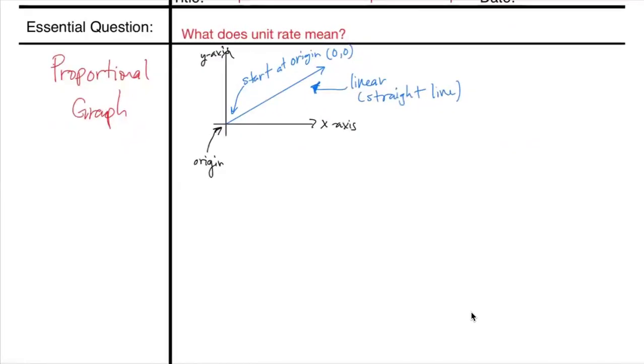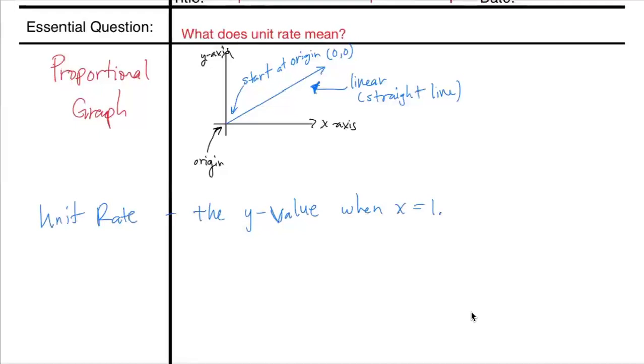And another important piece of information we're going to talk about is the unit rate. And what does unit rate mean? Actually, let's do this. It is the Y value when X equals 1. The Y value when X equals 1. I'll write that a little neater for you. The Y value when X equals 1.